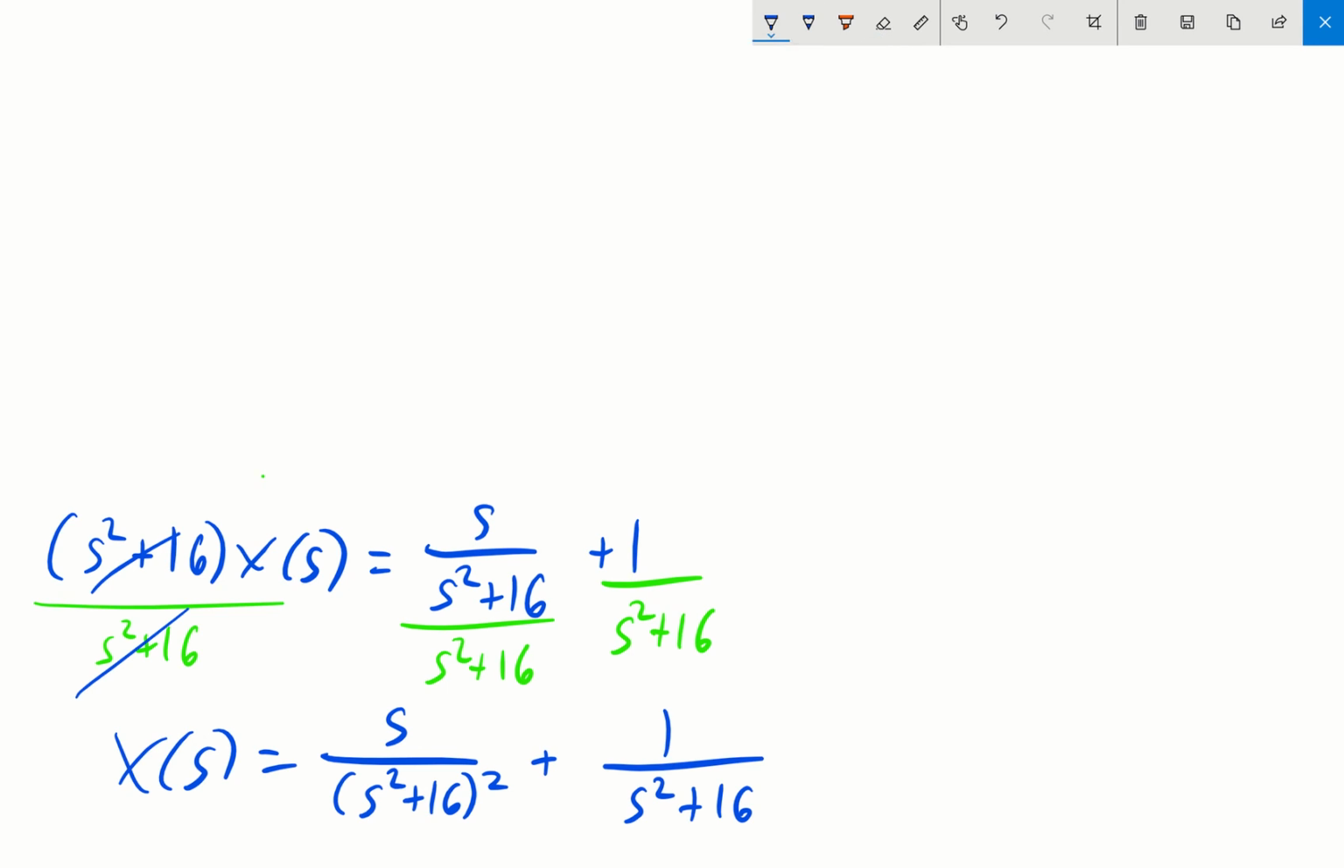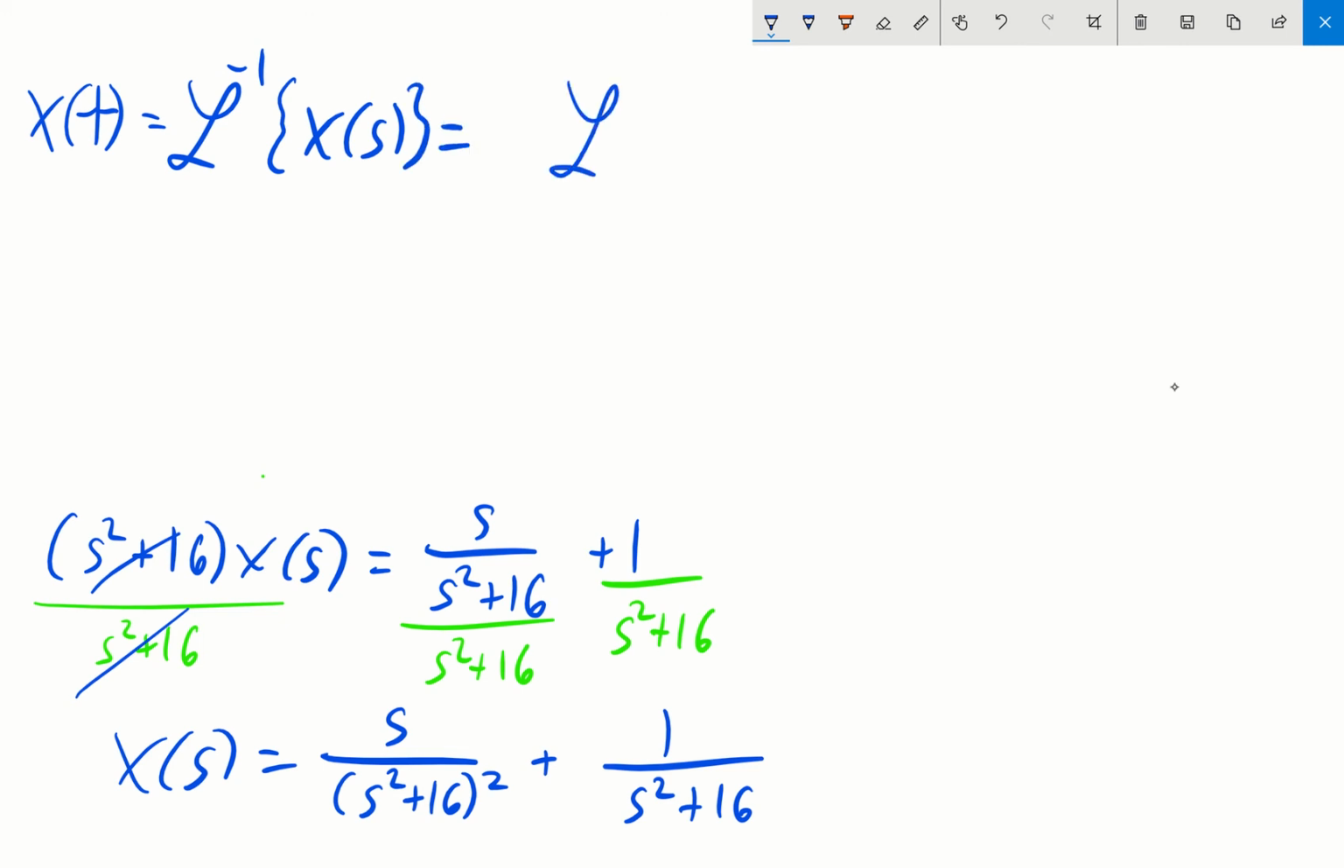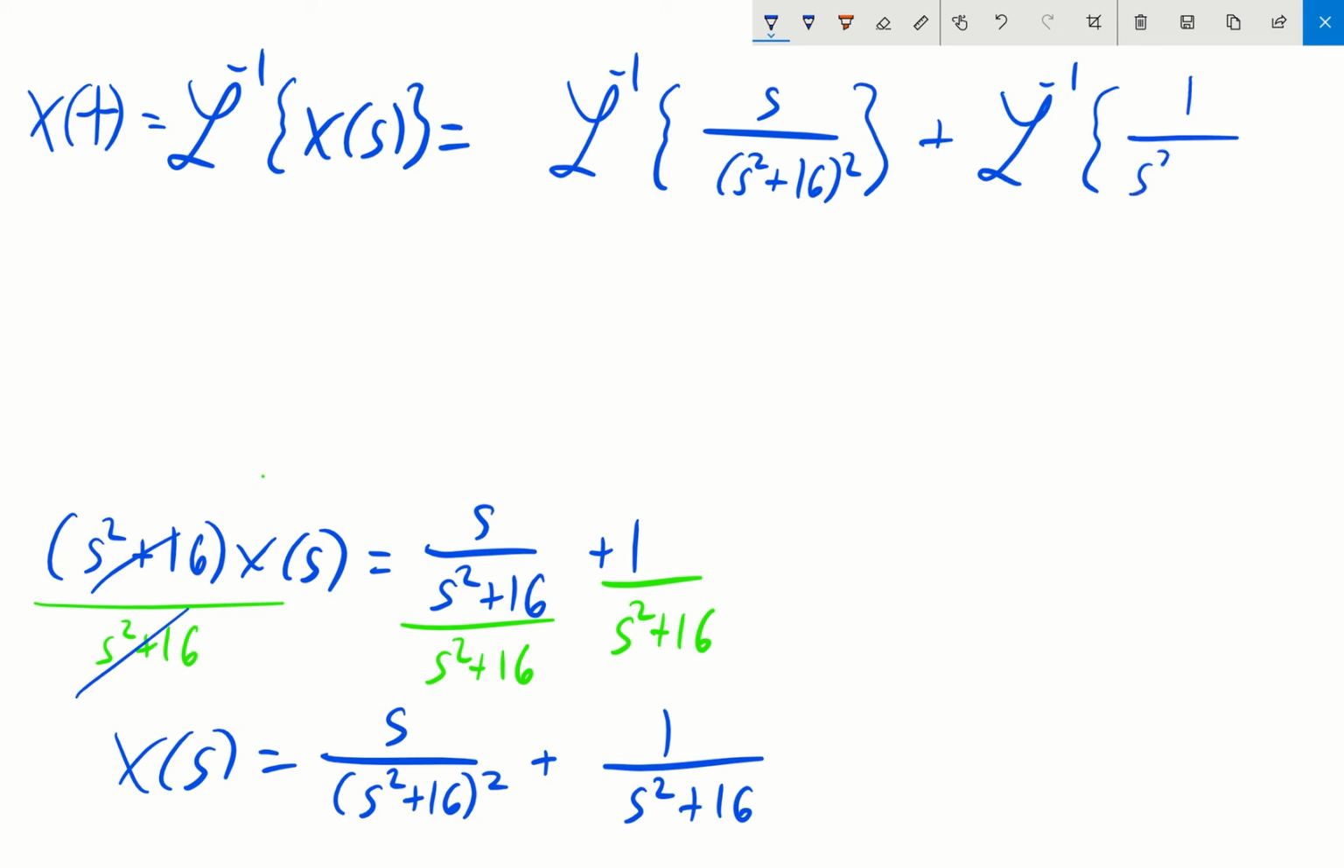And now for our final answer, we just need to apply the inverse Laplace transform. So our ultimate solution, x of t, is found by doing the inverse Laplace transform of x of s. Again from linearity, this is going to be the inverse Laplace transform of s divided by s squared plus 16 squared, plus the inverse Laplace transform of 1 divided by s squared plus 16.